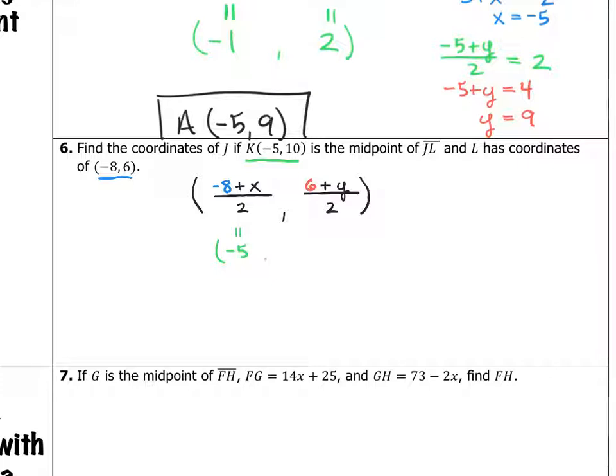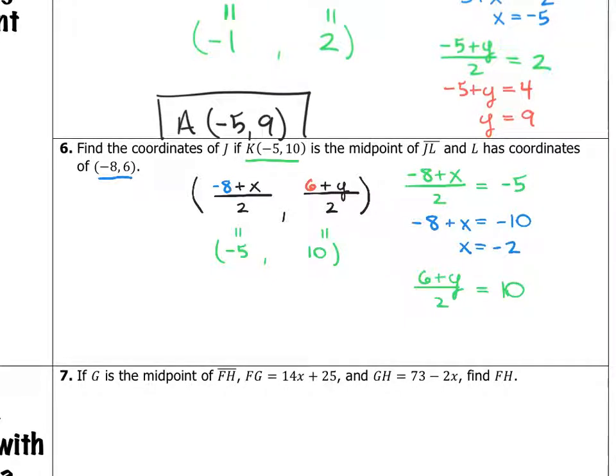So when we set up our equations, this fraction will be equal to -5, and this fraction will be equal to 10. So let's do that now. We have -8 plus x all over 2 equal to -5, and then 6 plus y all over 2 equal to 10. So top equation, multiply both sides by 2, you get -8 plus x equals -10. Add 8 and you get x equals -2.